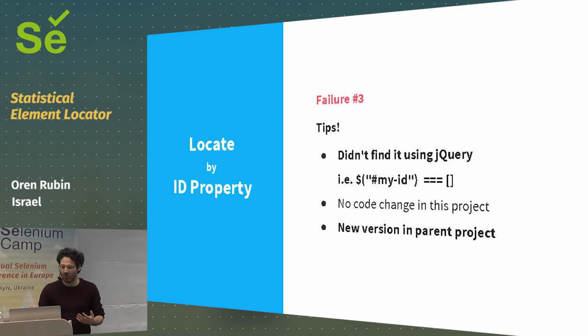Test failed. When I tried looking at it, I used jQuery to find it. I couldn't find it. So we got a hint from that guy. Of course, and we know there's a new version. Someone said there's a new version. So what can happen? There's a new version and now it doesn't work, only when there's a new version. Anyone?